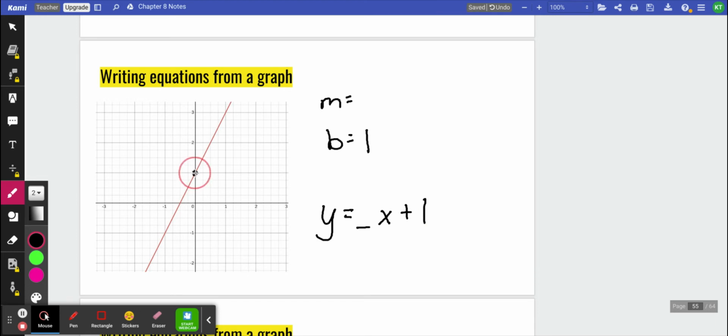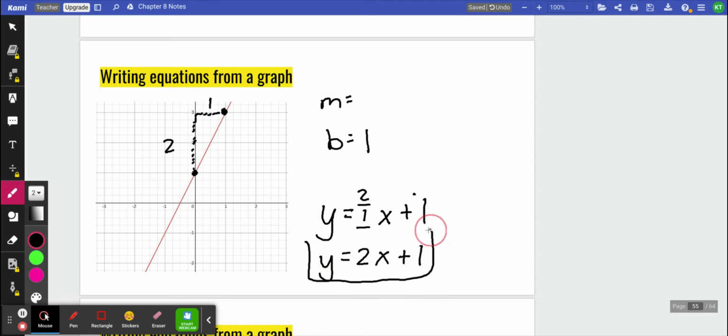So I have this where it crosses at a corner, and here it crosses at a corner. So I can count. I go up 1, 2, so my rise is 2, and my over is 1. So my slope is 2 over 1, x plus the intercept of 1. Now, remember, your answer key will just have 2x plus 1. Either one of these is correct, but they'll write it in simplest form, which is just 2x plus 1.